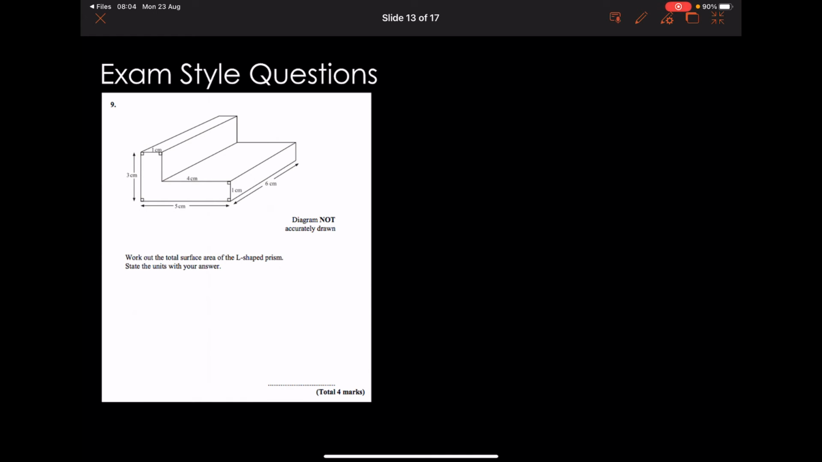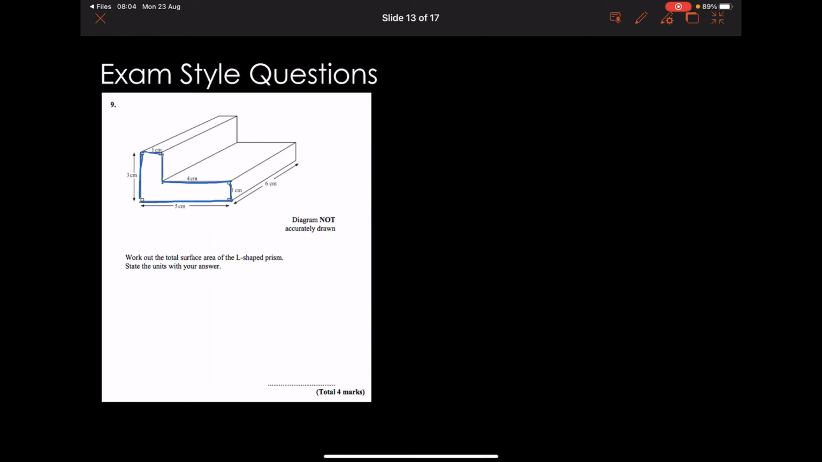Alright, if you've had a go at the total surface area of this prism. Now, we have to be careful. We have to remember what there is here. The first thing I'm going to think about is this L shape here. I'm going to work out the area of this L shape, and I've got 2 of those.